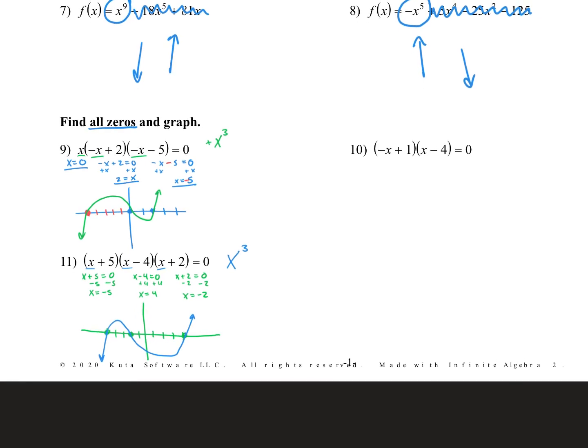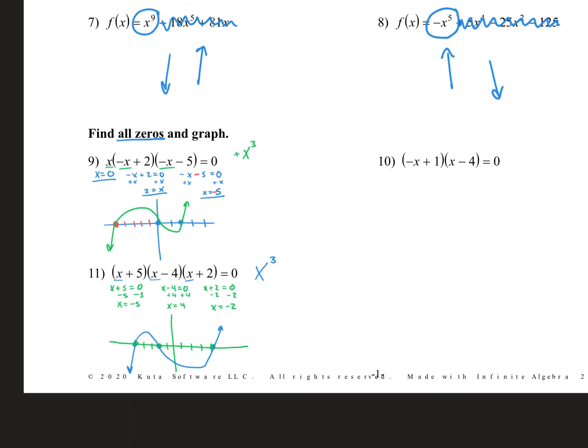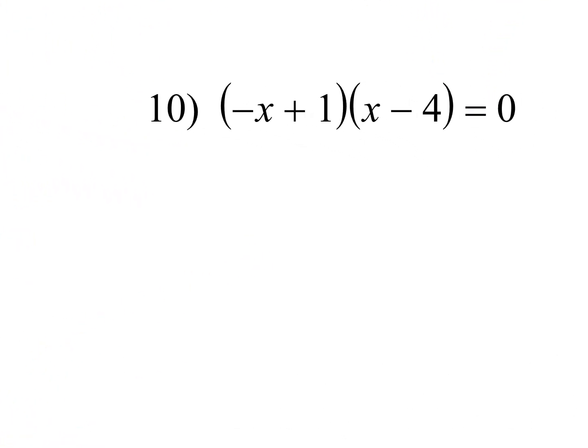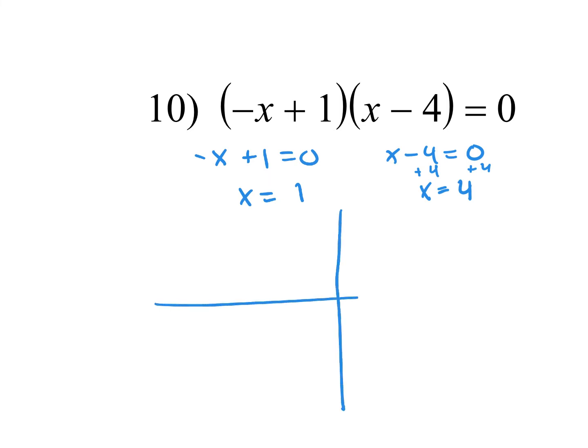Let's do number 10 also. All right, so for number 10, I set both of these equal to 0. So what does x equal in the first one? 1. What does x equal in the second? 4. So I would add 4 to both sides, so 4. So I put those points on my graph: a point at 1 and a point at 4.